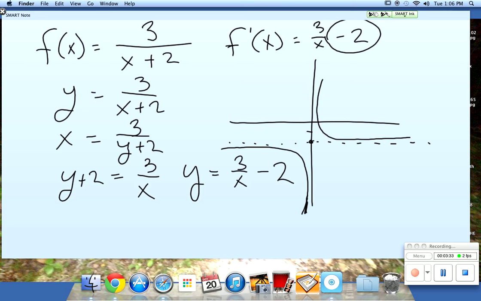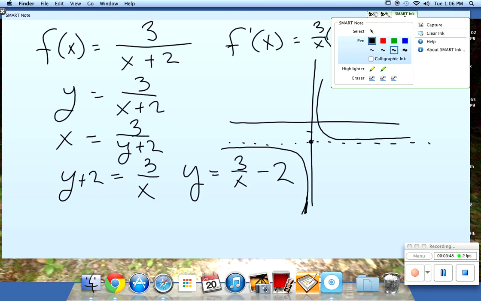For the x, never 0. For the y, never negative 2. So that's your horizontal asymptote. All right, see how we figured that out? Got the inverse and worked from there. All right, good. Any questions on that? How we do it?